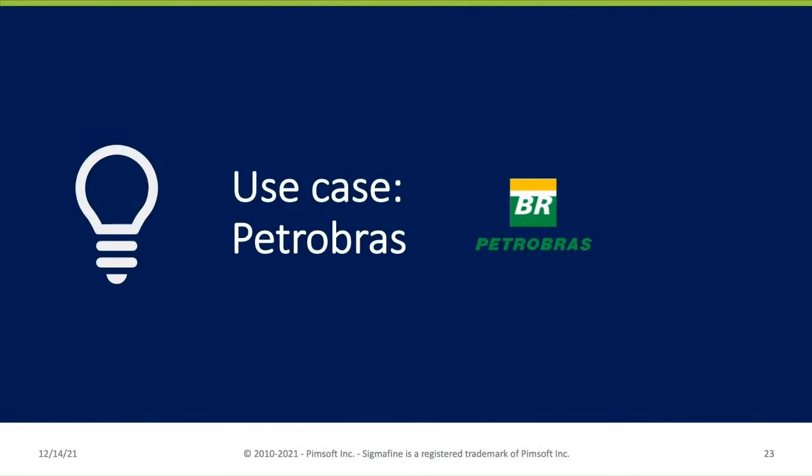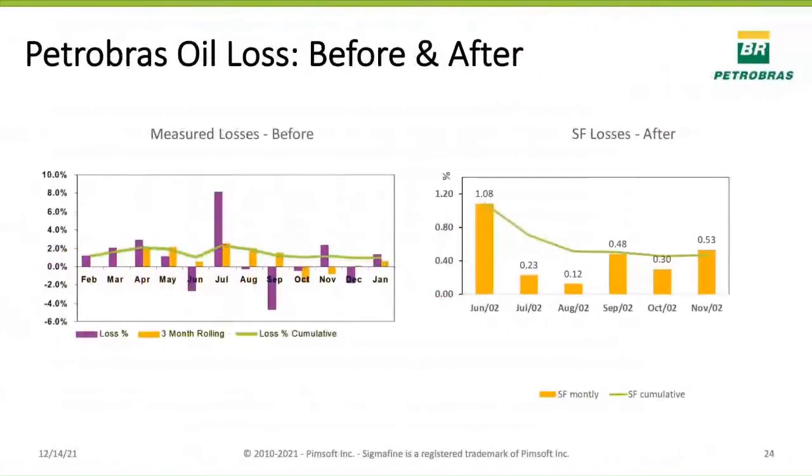Now let's introduce a few use cases. First one is Petrobras. Here, Petrobras is showing the level of losses before and after using Sigmafine for their loss reduction program in one of their refineries. They were able to reduce losses from 1% to 0.5%, which is really a significant amount.